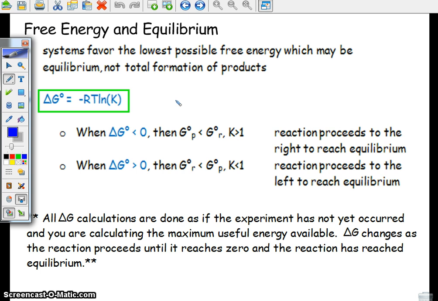And then if delta G is greater than 0, we have the opposite. The reaction is not spontaneous going forward. It's actually spontaneous going reverse. K is less than 1. It favors the reactants. So the equilibrium is going to lie on the left. There's going to be more reactants than products at equilibrium. The reaction is going to go in reverse instead of going forward. But again, you have to remember that when you calculate delta G, you're doing it as if you haven't put the stuff together yet. And eventually, it'll take in its energy or lose its energy and go to a point where it's at equilibrium, and there's really no more energy to be had. Equilibrium is essentially like the end point of the reaction.